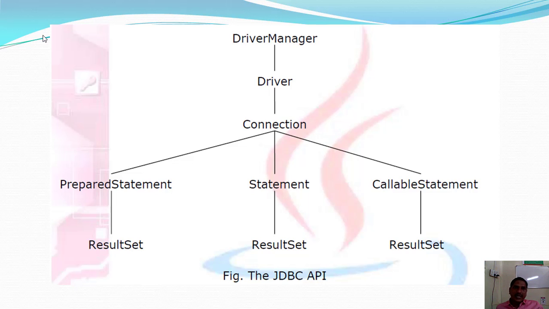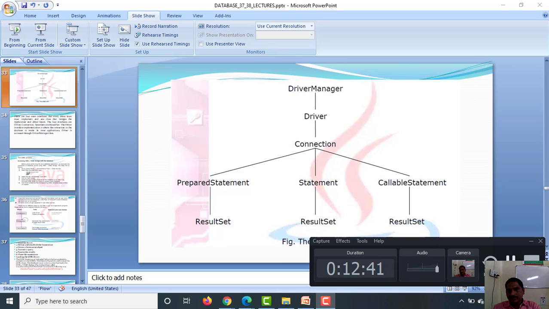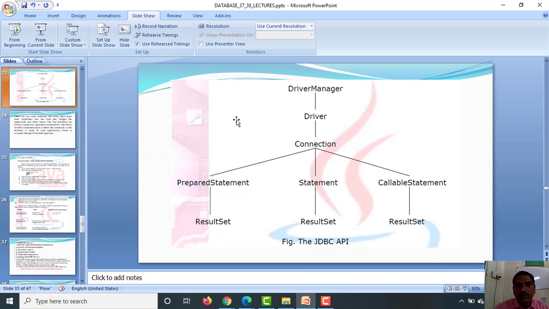First class is the driver manager, next driver, then the connection interface. It has 3 sub statements: statement, prepared statement, callable statement. Next, the prepared statement has the result set. The figure shows the JDBC API. Once again: driver manager, driver, connection, prepared statement, callable statement, and finally the result set.